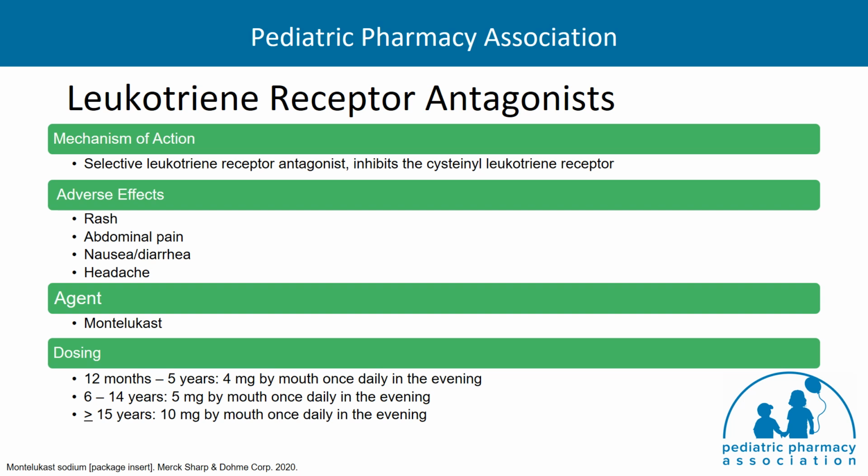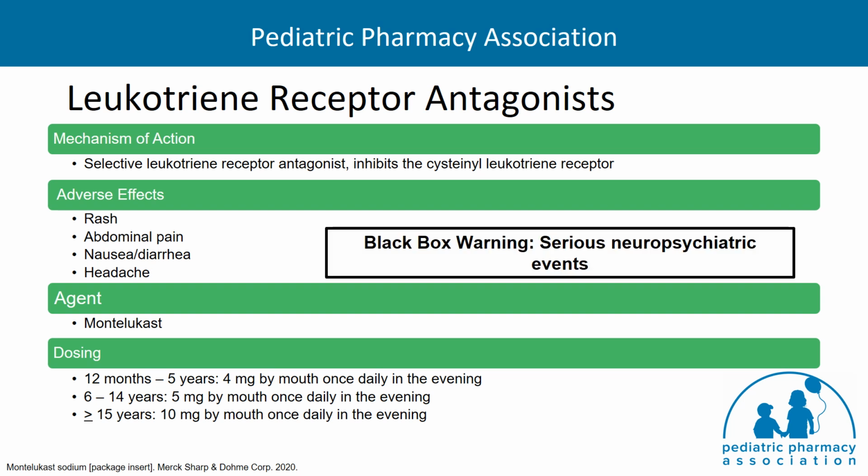The next class is the leukotriene receptor antagonists, and for this we'll be discussing montelukast. Common adverse effects include rash, headache, and gastrointestinal upset. I do want to point out that there is a black box warning for serious neuropsychiatric events, and this includes agitation, aggression, depression, sleep disturbances, as well as suicidal thoughts and behavior. So when initiating montelukast, we want to monitor our patient for these serious neuropsychiatric events, which may require discontinuation of the agent.